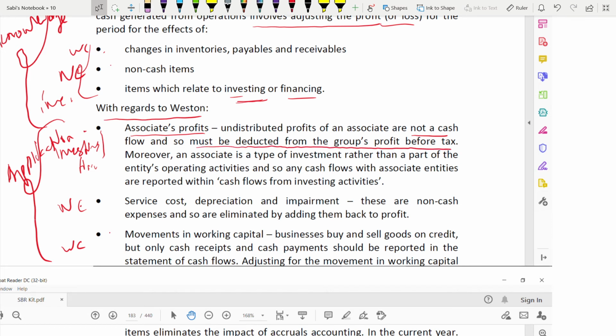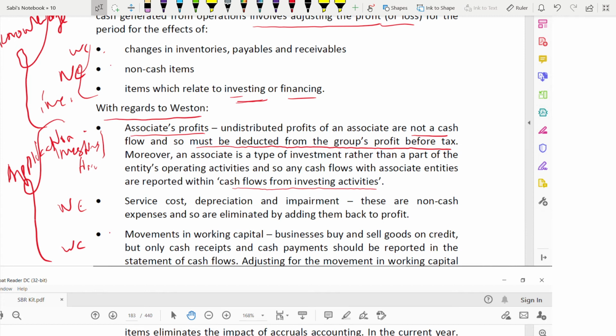Moreover, an associate is a type of investment rather than a part of the entity's operating activities. And so any cash flow with associate entities is reported within cash flow of investing activity. That's why the dividend that we receive from an associate is under investing activity. The amount that we use to purchase an associate is under investing activity, because it is more like investing than operating activity.